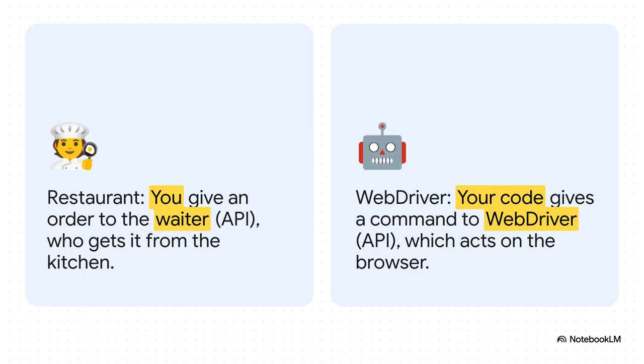To make this crystal clear, let's use the classic restaurant analogy. Think about it. You're the customer. You want food. The kitchen is the complex system that makes the food. Now, you don't just barge into the kitchen and start yelling orders, right? No way. You talk to the waiter. The waiter is the API. You give your request to the waiter, who translates it for the kitchen, and then brings the result, your food, back to you. In our world, your code is the customer, the web browser is the kitchen, and Selenium WebDriver, that's your super efficient waiter.